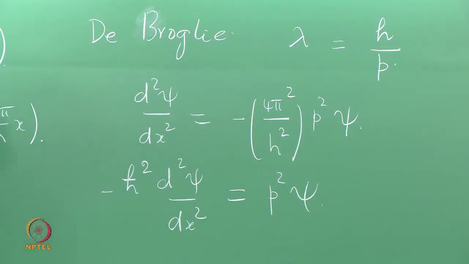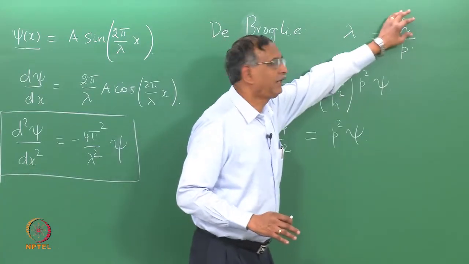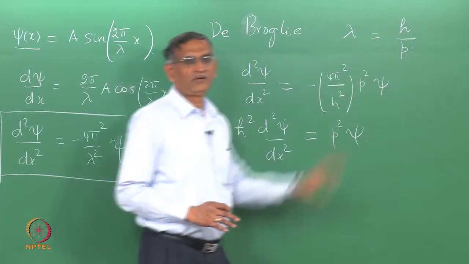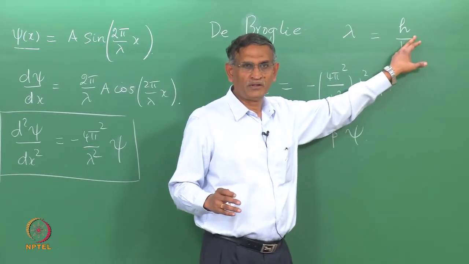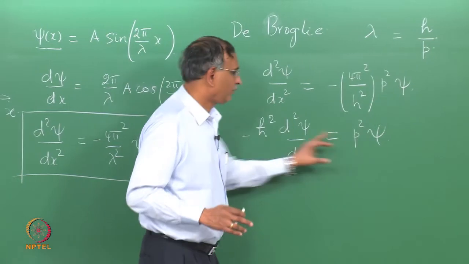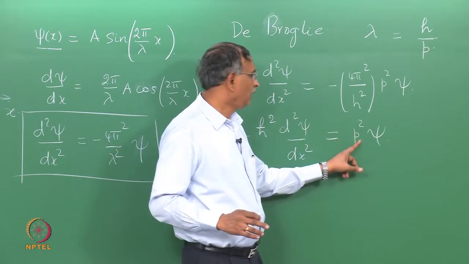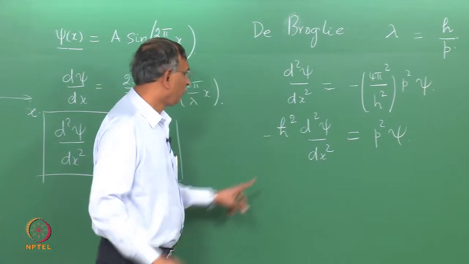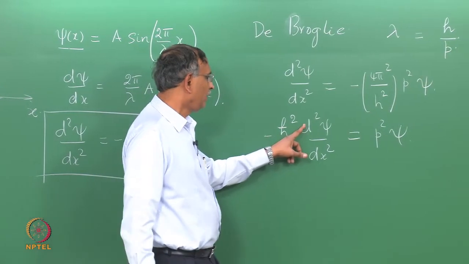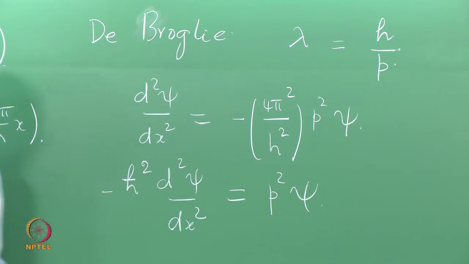This is the equation for the standing wave using the de Broglie idea and the quantization idea, namely that the energy quantum for material particles, light, etc., is given in terms of the Planck's constant. So the Planck's constant enters naturally here in describing what happens: the momentum square on the wave function is the same thing as the second derivative on the wave function multiplied by minus h bar square.